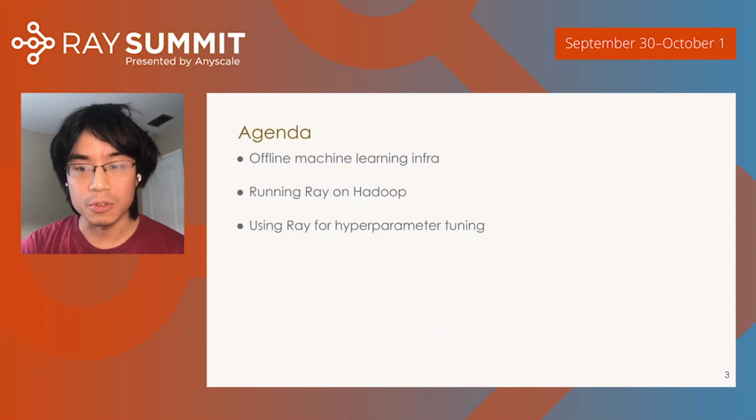So the agenda for this talk is we'll first go over LinkedIn's offline machine learning infrastructure. Then we'll talk about some platforms that we built on top of Hadoop that we use to run distributed Ray clusters. And then at the end, we'll talk about how we use Ray for hyperparameter tuning.